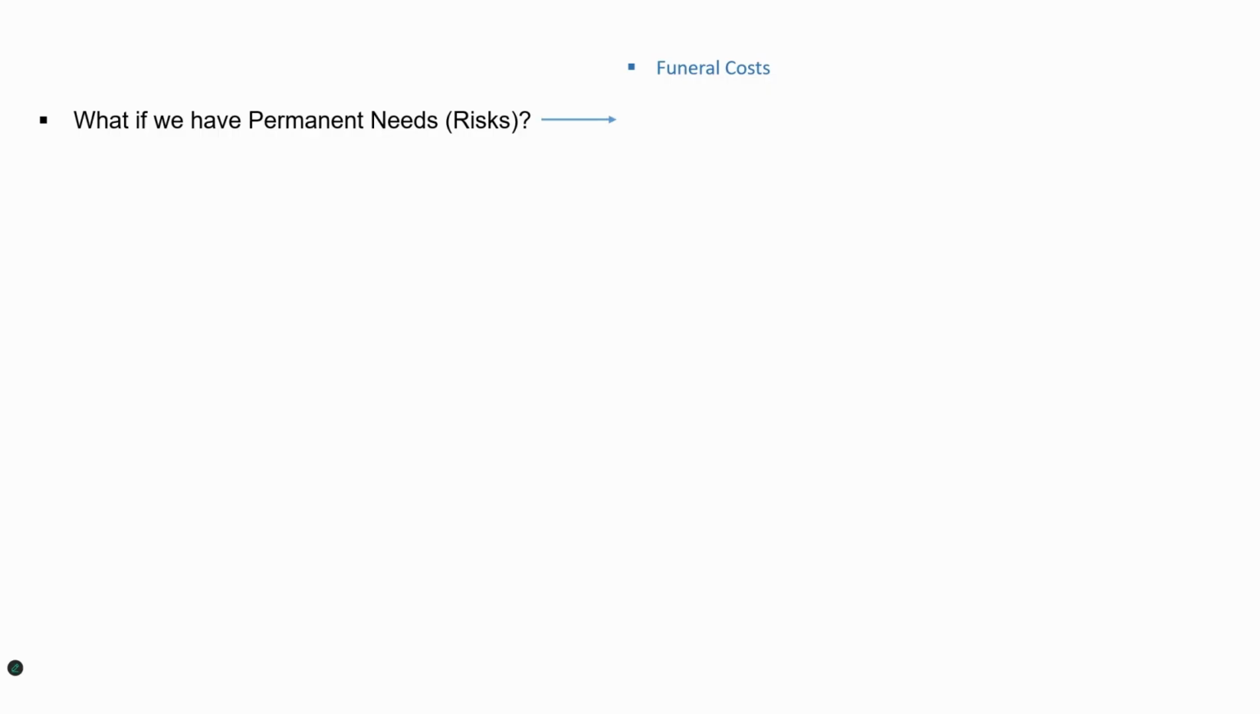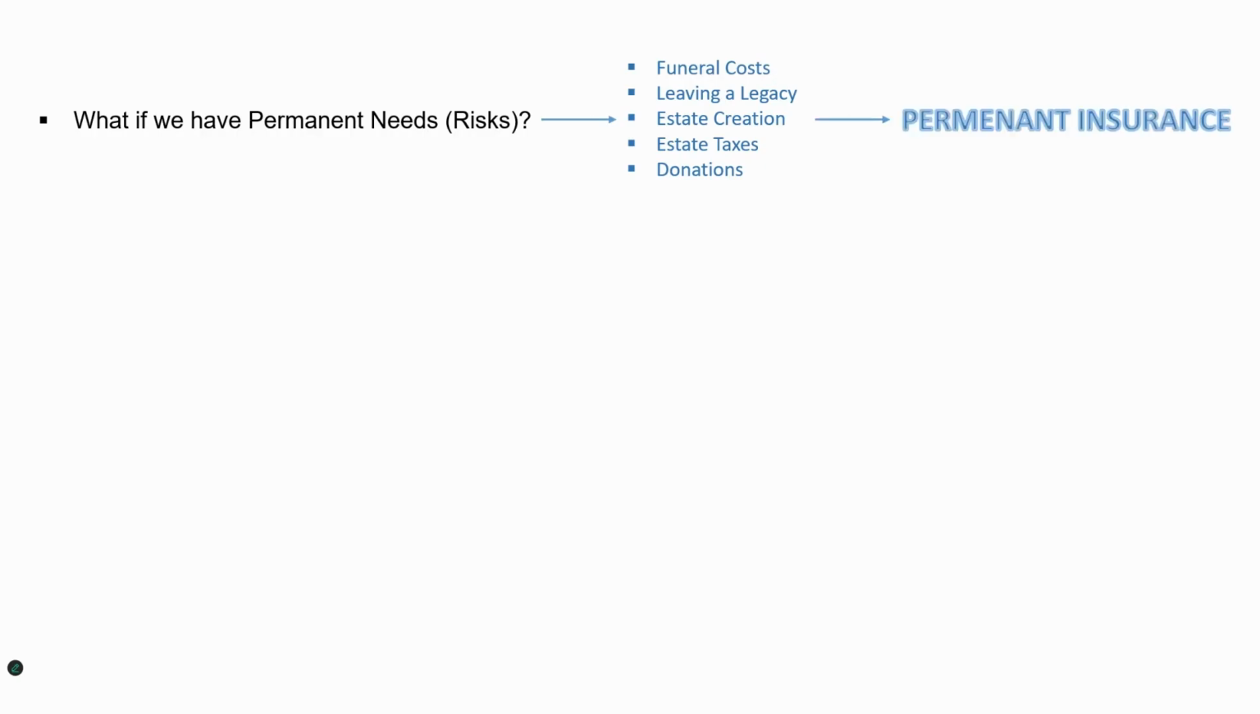Or let's say leaving a legacy. If I want to leave something behind for my family whenever I pass away, estate creation, estate taxes. So see, all of these happen when you die, and also donations. So for all of these, we need a permanent insurance, a permanent life insurance that is going to cover us for any time that we pass away. There's going to be that coverage to take care of the risk.